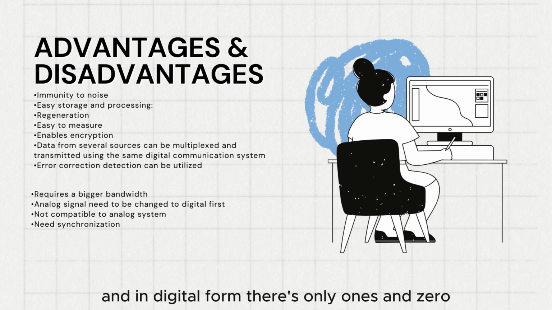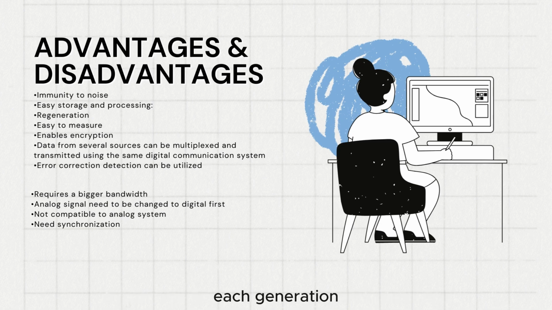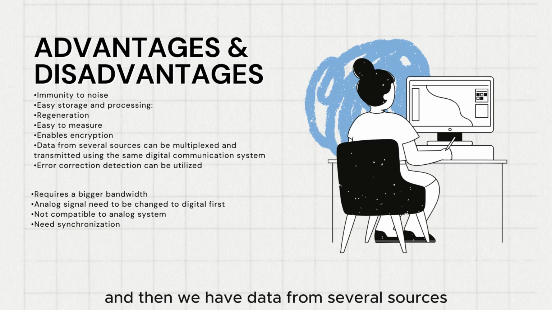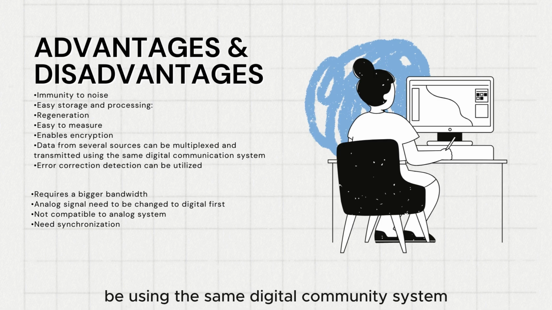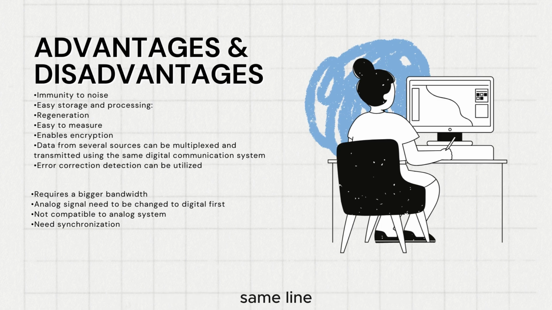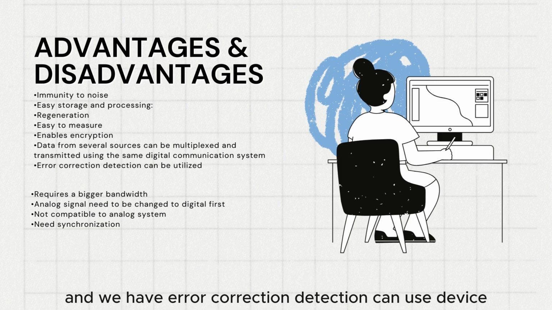And in digital form, it is only ones and zeros, easy to generate and easy to measure because in digital form there are only ones and zeros. Enable encryption, that means the signal will be protected. And then we have data from several sources can be multiplexed and transmitted using the same digital communication system, which means if there are multiple signals, they can be transmitted using the same line. And we have error detection and correction can be utilized.